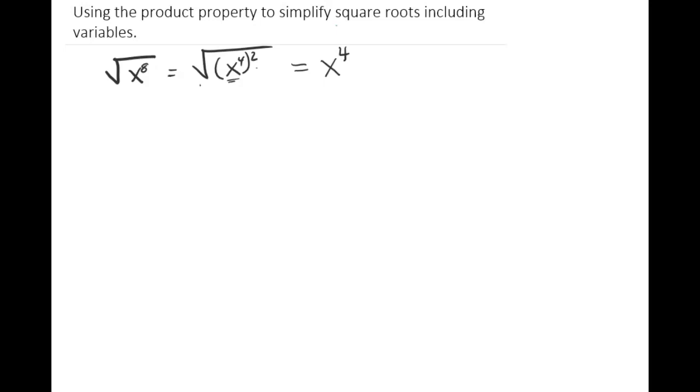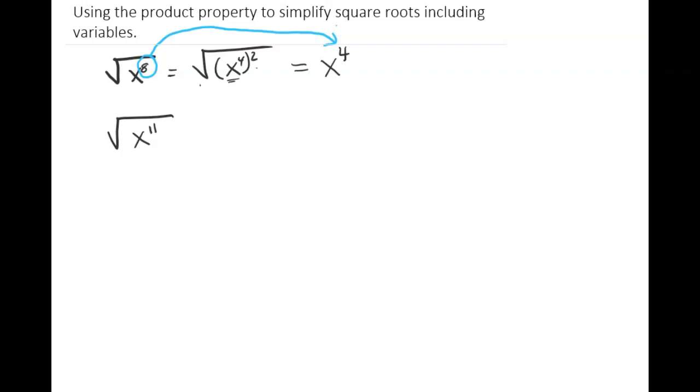We did several of these, and then we started to see the pattern that if we have an even exponent and we take 1/2 of that, we will get the exponent of our solution. So the square root of x to the 8th would be x to the 8 divided by 2, or 4. So today we're going to look at what happens if the number or the variable under the square root has an exponent that's an odd number.